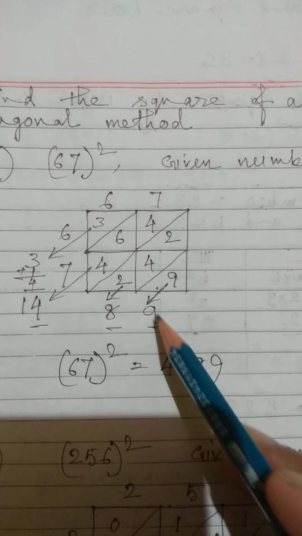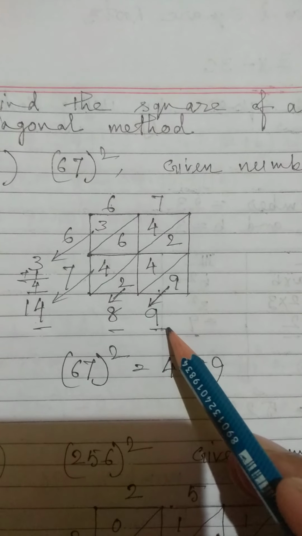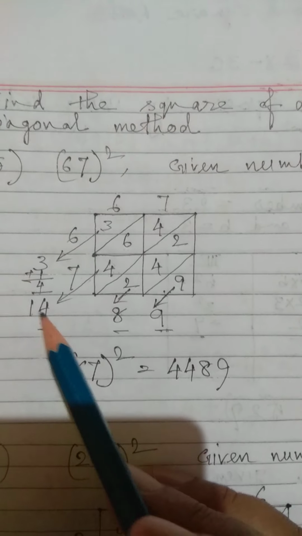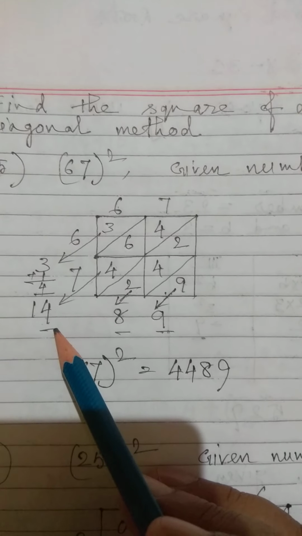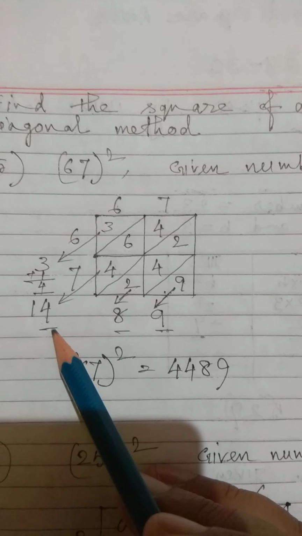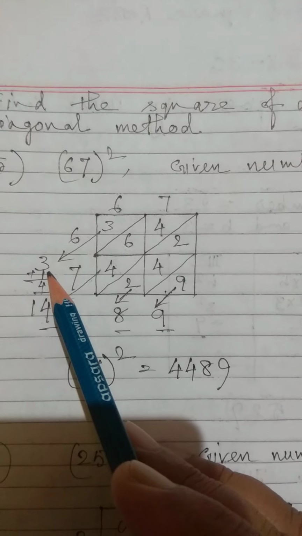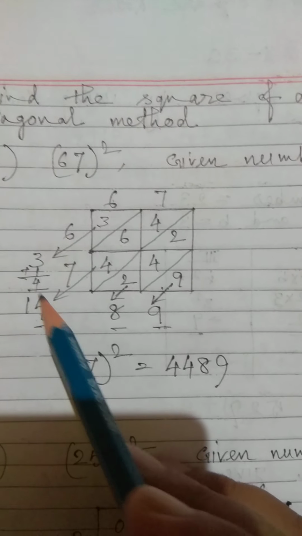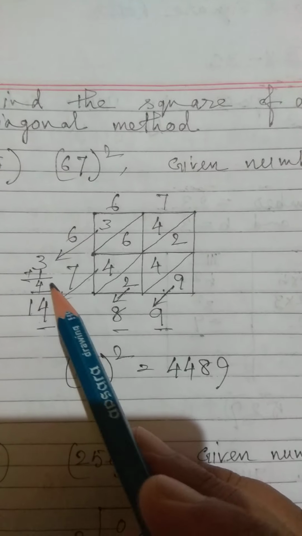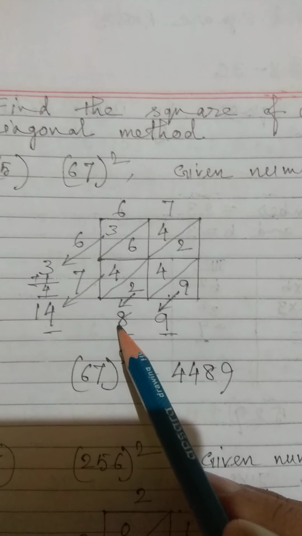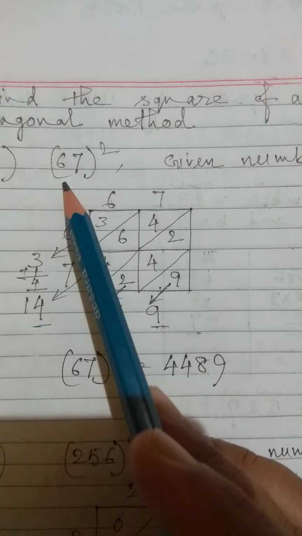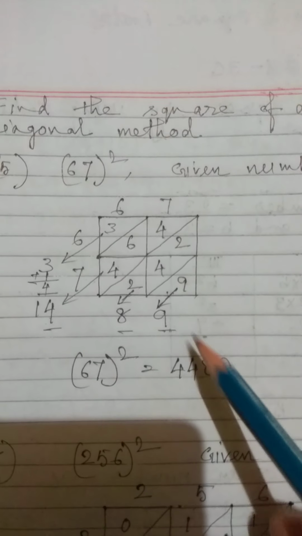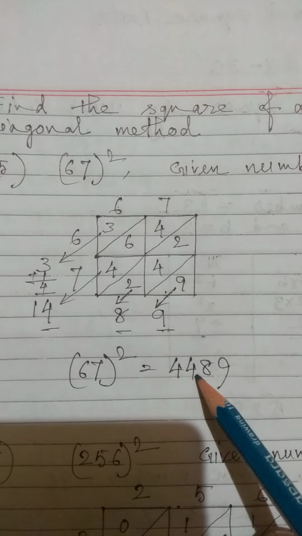Start from here, only one digit is there, so taking 9, just below the 9 digit, put this line, and only one digit is here, so taking 8, but here is a two digit number, so put this below, just below the 4, and carry 1 here, so 3 plus 1, 4, taking the digits 4, 4, 8, 9. So 67 whole square equal to 4489.